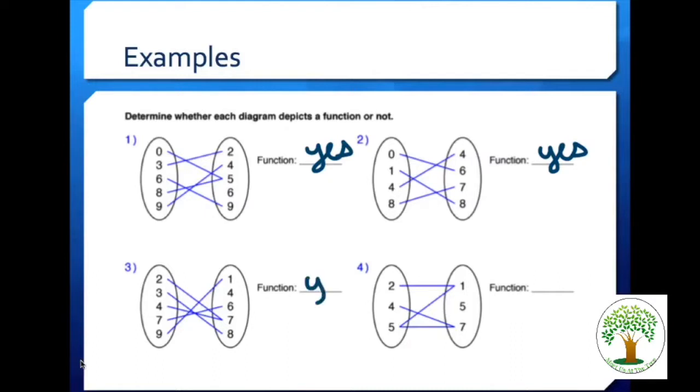So the answer is yes, it is a function. The next one is not. What's the problem in number 4? Which one is giving us the issue? The number 5 has 2 outputs, a 1 and a 7, and so that is not a function. The answer is no. Just write the yes or no.